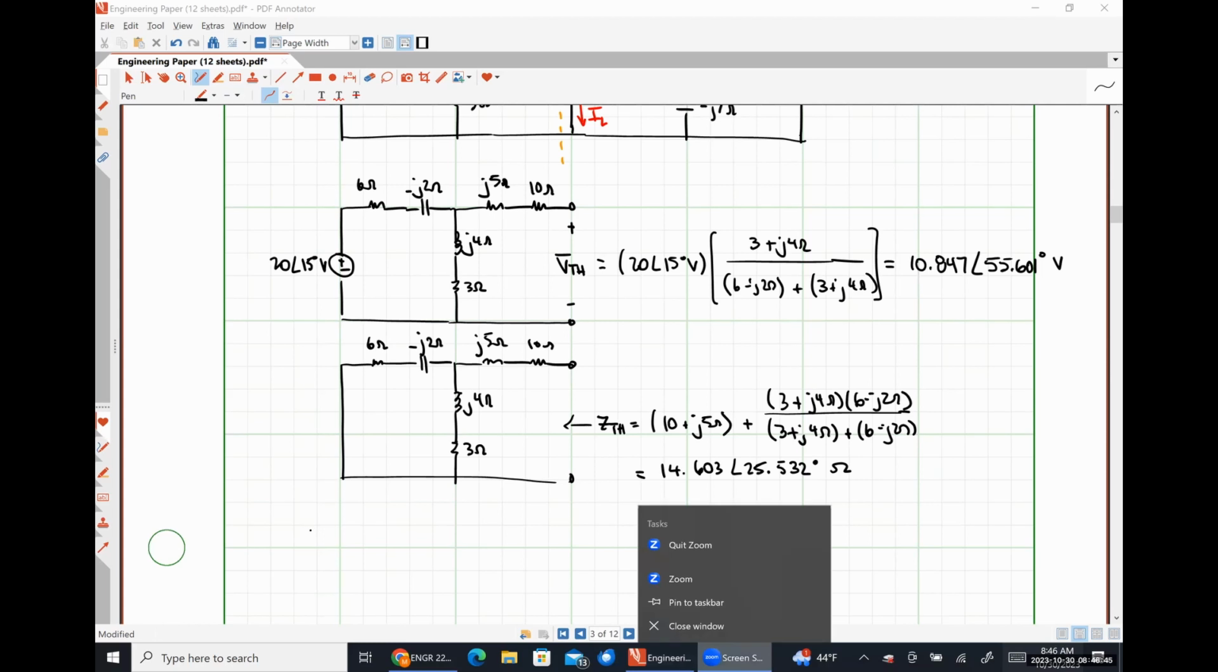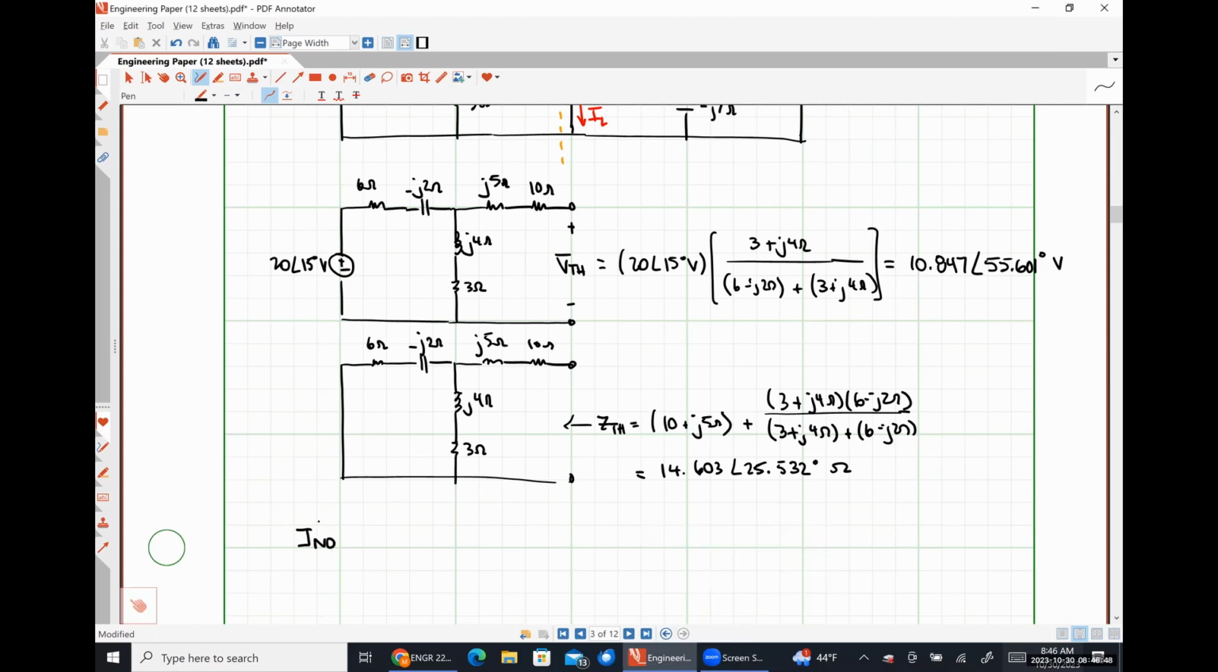My Norton current is just going to be VTH divided by ZTH. Or in my calculator, that's just X over Y because of how I stored things. So 0.743 with an angle of 30.068 degrees amps. And I'm storing that as Z for what it's worth.